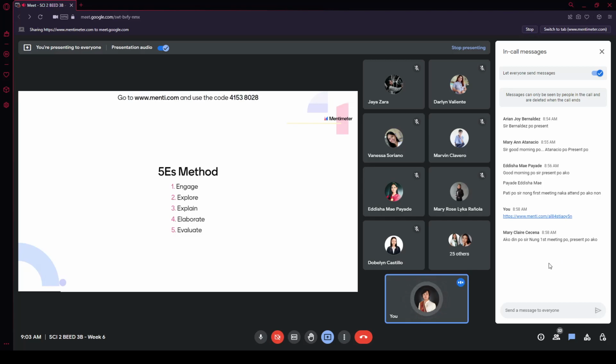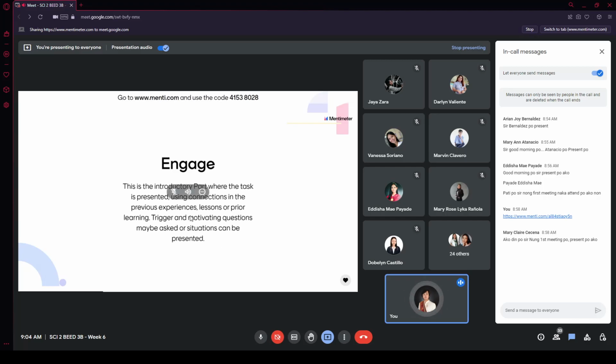Okay, so how do we exactly teach science in elementary? Although of course we can also extend that to high school. Okay, so we have 5 methods. We have the 5 E's method. We have engage, explore, explain, elaborate, and evaluate. So this would be the method that you would be using most of the time, or rather all of the time actually, if you're going to teach science. Right, so what is engage? Hopefully you're on this slide, right?